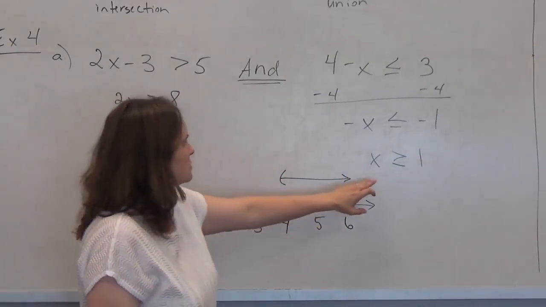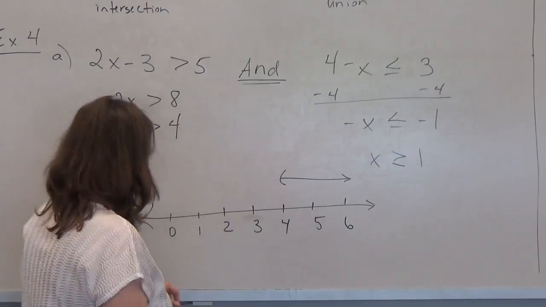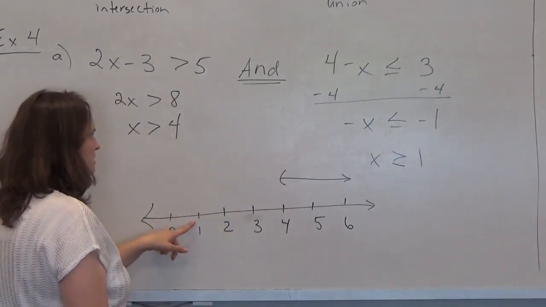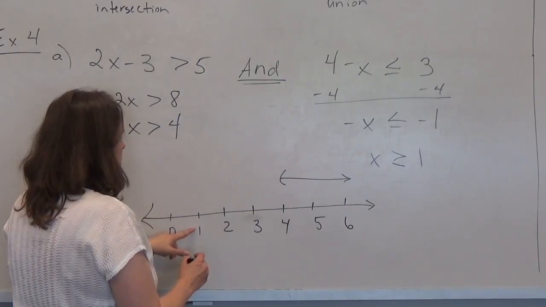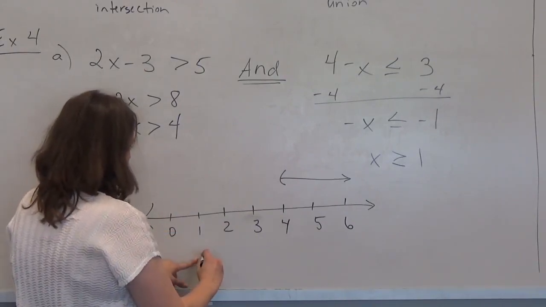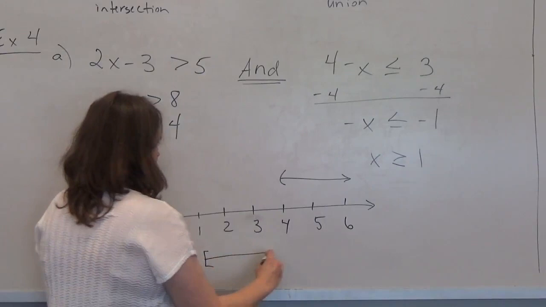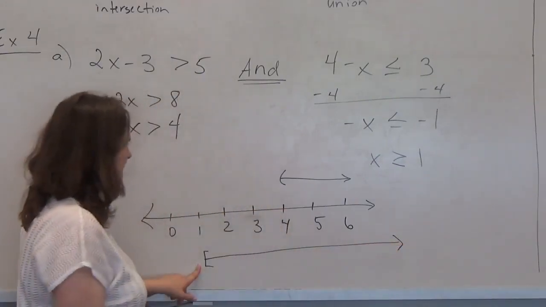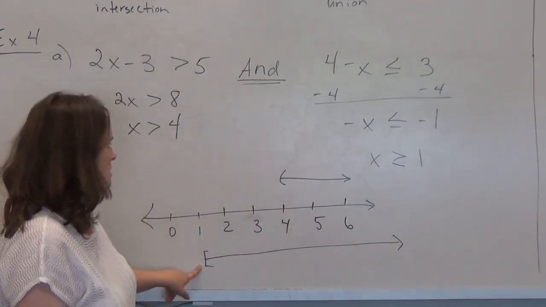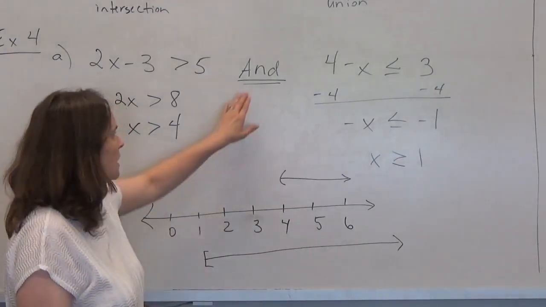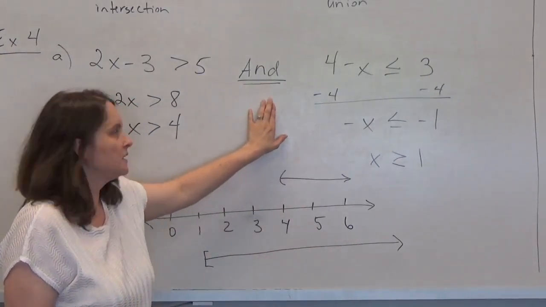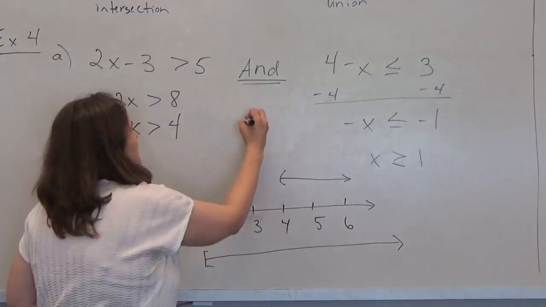And now I need to do x greater than or equal to 1. So find 1. I want to shade everything greater than. And I'm going to use either a closed circle or a square bracket. And this time I'm going to come below the graph. So that's x greater than or equal to 1. The reason I did not put them on the graph yet is because I still need to take into account what operation I need to use. And it's telling me to do the intersection.